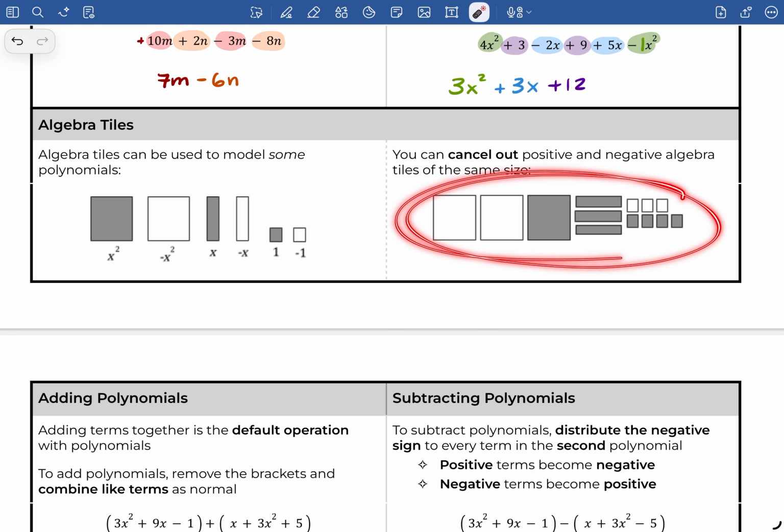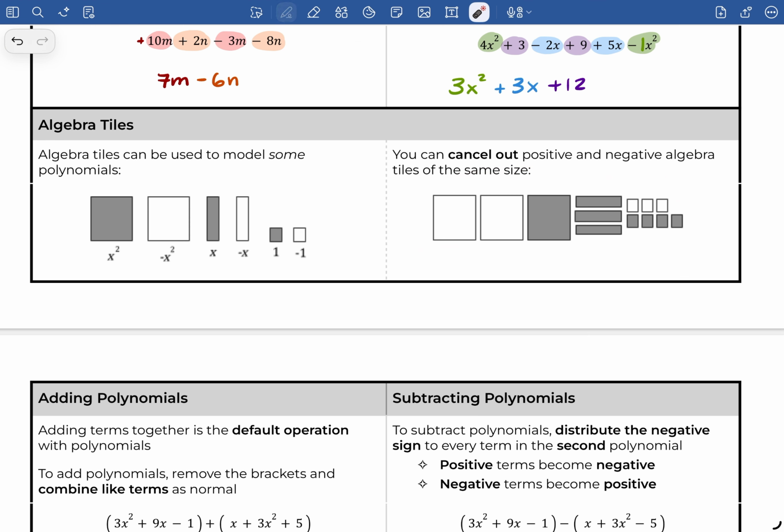When we look at a pile of algebra tiles, we can cancel out things that are the same size but different colors. So here we could cancel out these two big squares. We can't cancel out any rectangles because they're all filled in, but we could certainly cancel out some little squares. Those cancel out, those cancel out, those cancel out. And what we're left with is one large, not filled in square, which will be negative x squared.